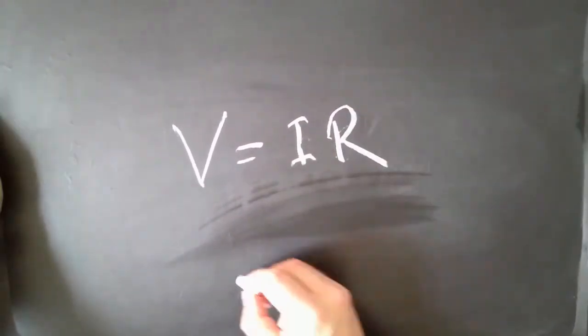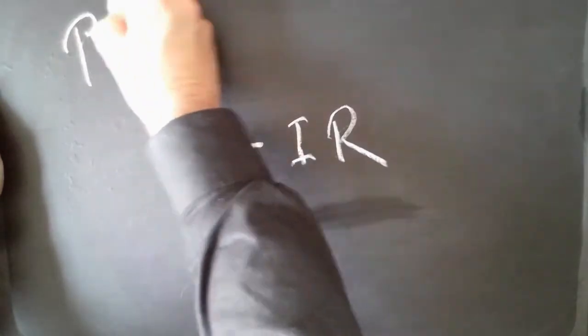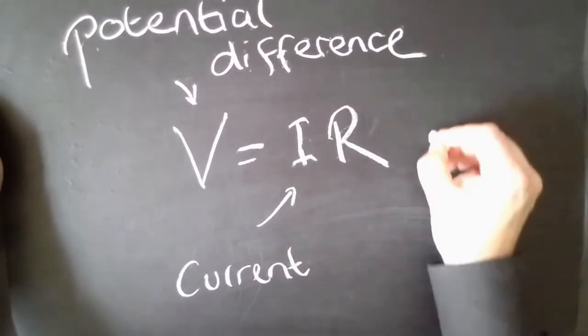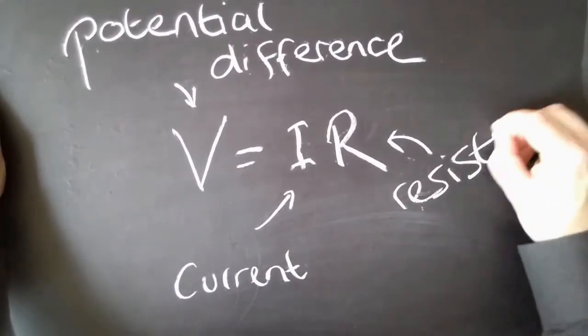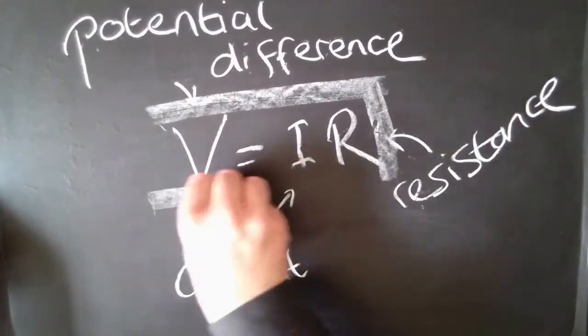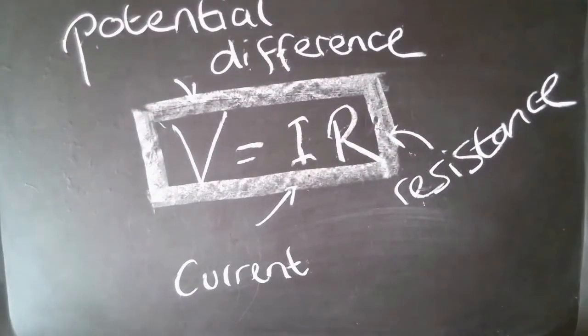This is how we present the equation normally. So we have potential difference is equal to V, current is represented by I, and resistance by the new symbol R. V equals IR. This is your new equation for today.